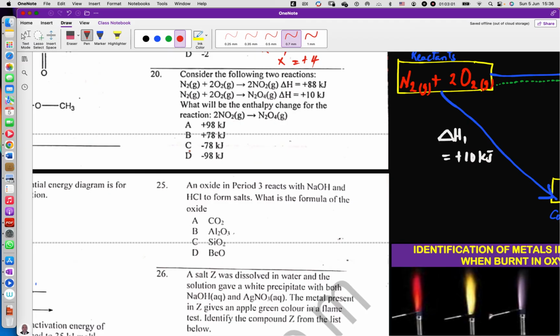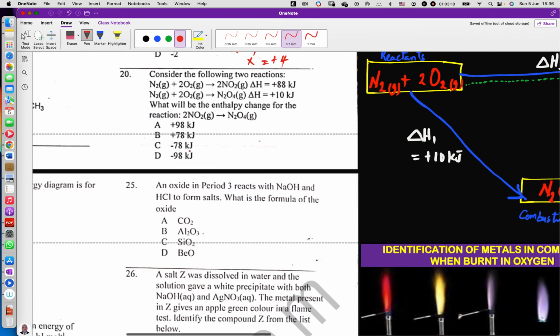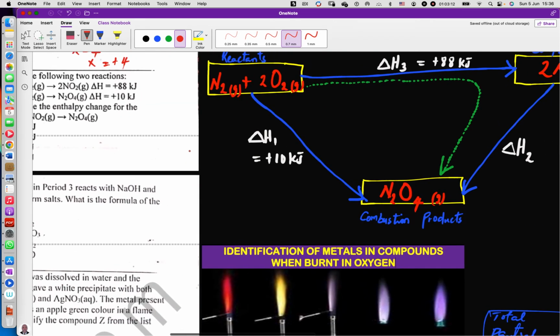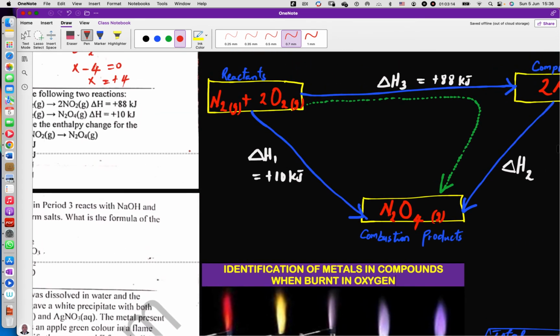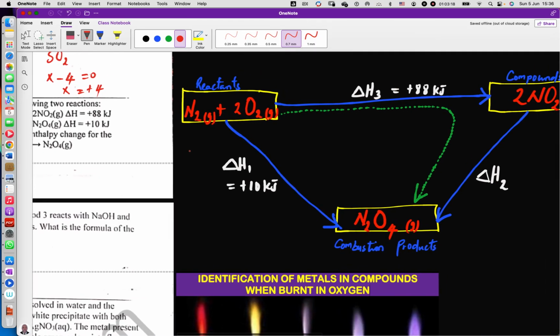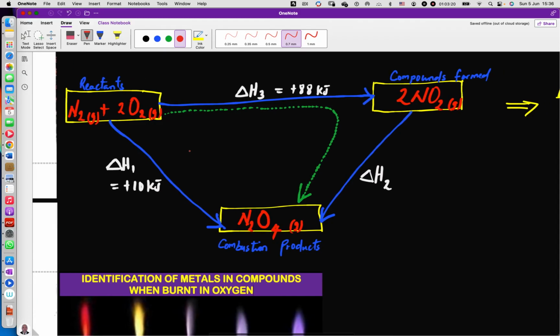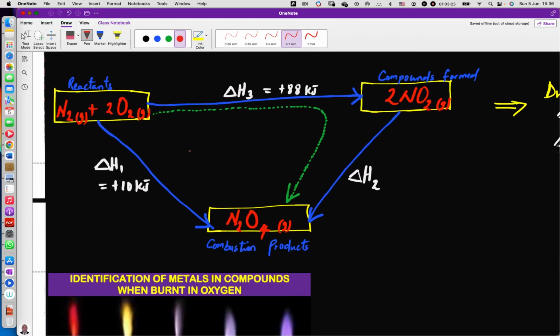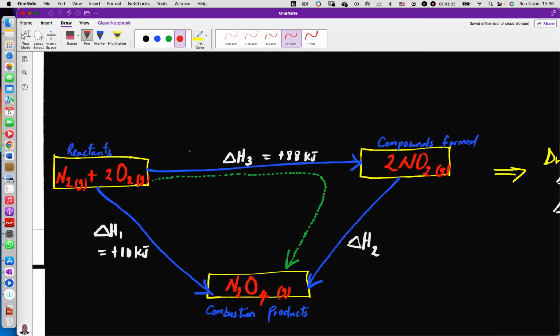Okay, Hess's law is very, very important. I will take you back to Hess's law, how you can do what we call enthalpy of combustion. Enthalpy of combustion of nitrogen. Look at the enthalpy of combustion of nitrogen.